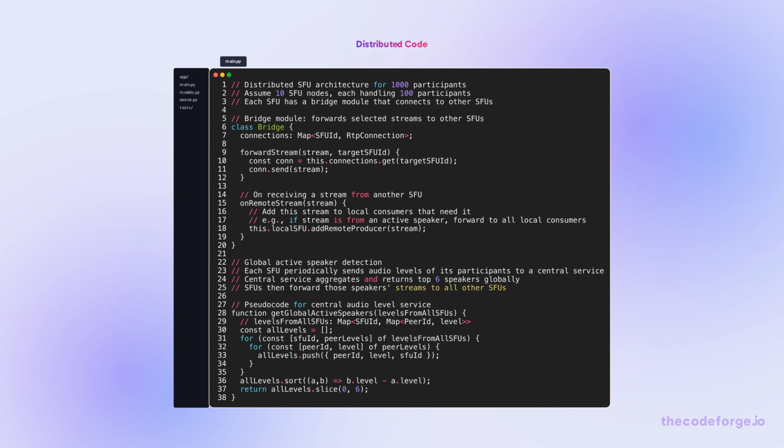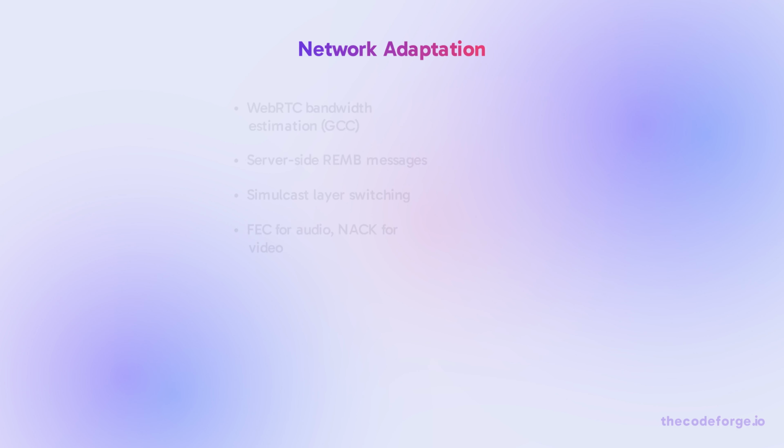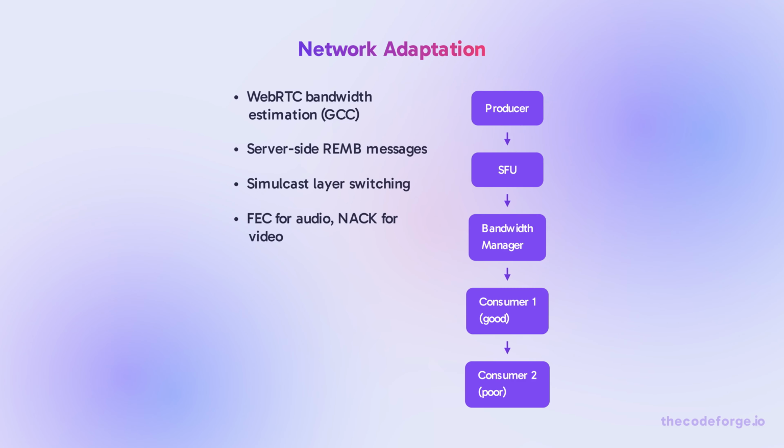Here's the distributed SFU architecture. Each SFU has a bridge module that forwards selected streams to other SFUs. Global active speaker detection is done by a central service that collects audio levels from all SFUs and returns the top 6 speakers. This ensures only necessary streams cross between servers. Real-time video is unforgiving of packet loss.